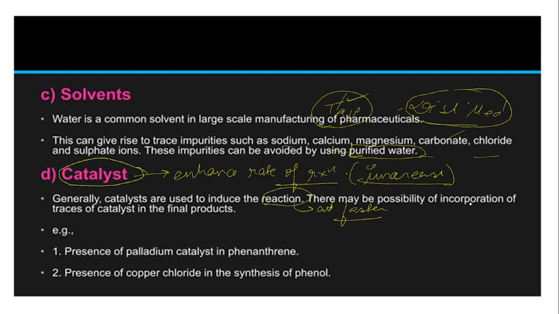And there may be a possibility of incorporation of traces of catalyst in the final product. Most of the time in chemistry, in whatever form we use the catalyst, it comes out of the product, but yes, traces should be there. Like the presence of palladium catalyst in phenanthrene. Whenever we prepare phenanthrene, we use palladium as a catalyst. So in the product phenanthrene, some traces of palladium are also seen. If we want to purify it, we need to purify the intermediate again. Then there is the presence of copper chloride in the synthesis of phenol.